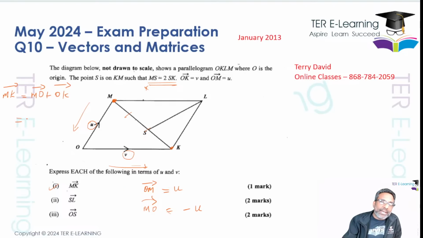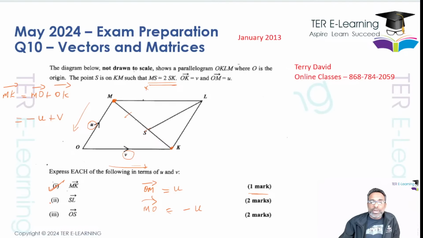So therefore this here is going to be minus U plus the vector V, according to the diagram. So that's the answer for MK. And they consider it so simple, they only give you 1 mark for that. So MK is simply going to be minus U plus V.